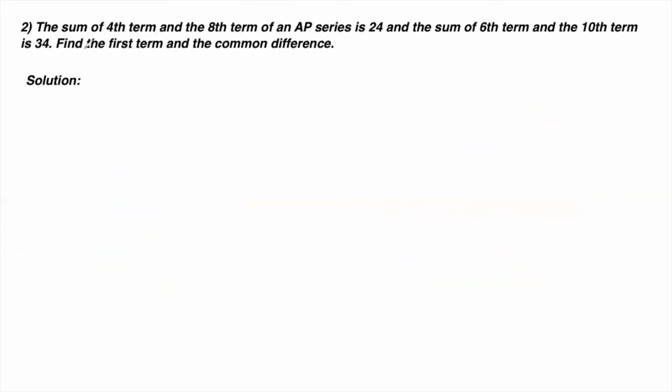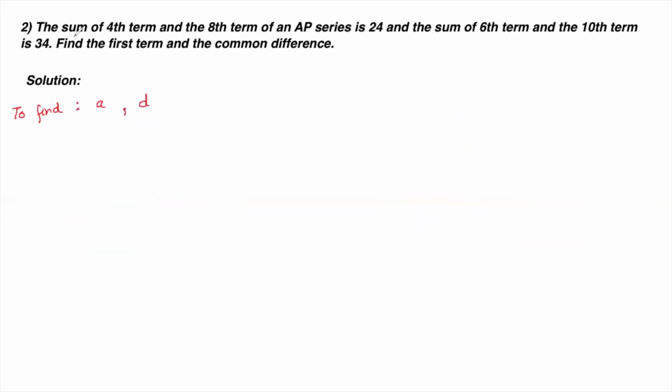Now, in the next question, it is given the sum of the fourth term and the eighth term of an AP series is 24. And the sum of the sixth term and the 10th term is 34, right? Find the first term and the common difference. First of all, we'll write what we need to find. Okay, so we need to find A and D here.